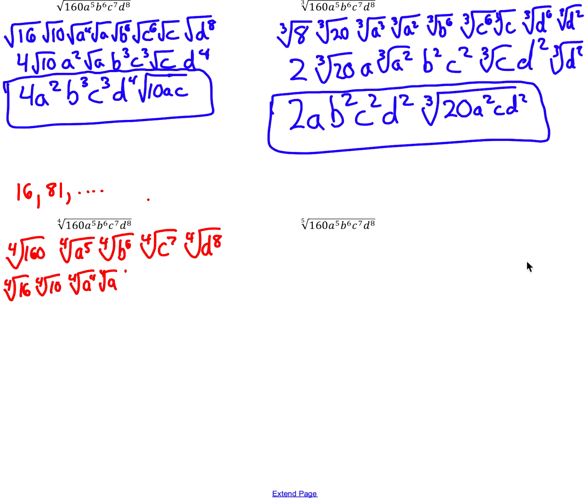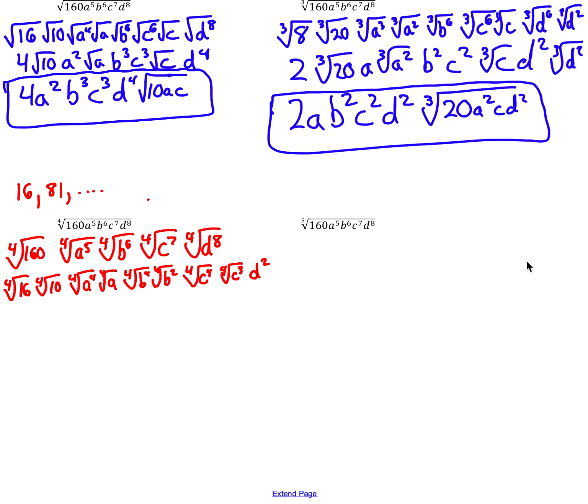Then the fourth root of b to the fourth times the fourth root of b squared. C to the seventh, the fourth root of c to the fourth times the fourth root of what's left over, c to the third. And 8 is a multiple of 4, so d to the eighth is a perfect fourth power, so that would be d squared.